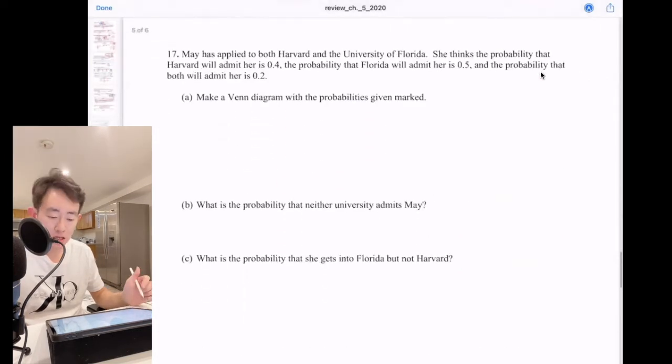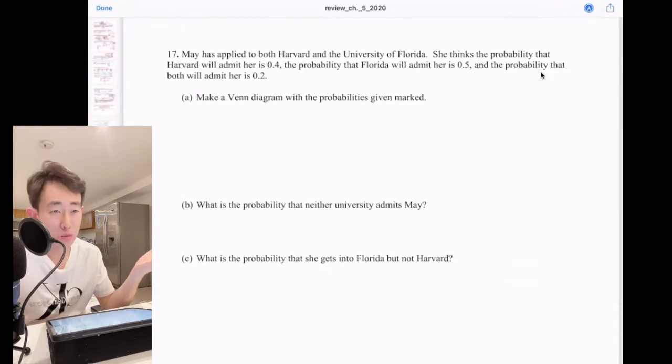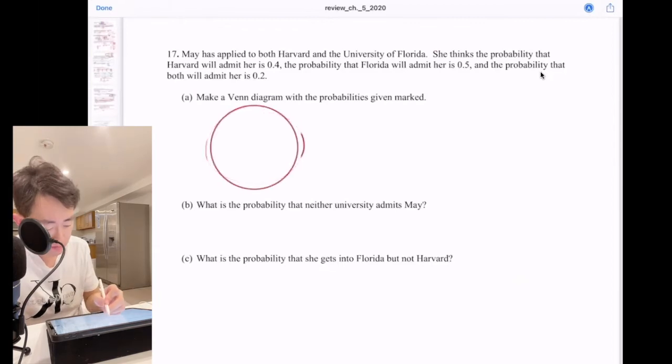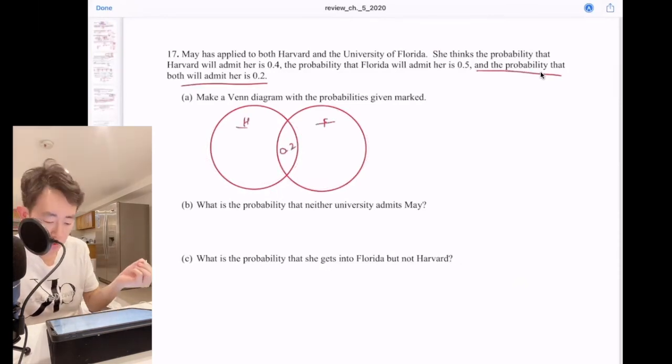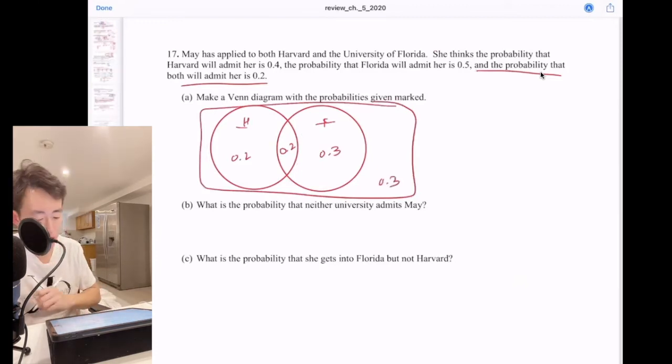All right, 17. Make a Venn diagram. Same university question as I think number 1 that we just did. So make a Venn diagram. So I'll draw these really nice circles here. And then we have both will emitter 0.2. We have Harvard, we have Florida. You guys know the idea. So Harvard here should be 0.2. Florida should be here 0.3. And then the rectangle around it should consist about 0.3 here as well.